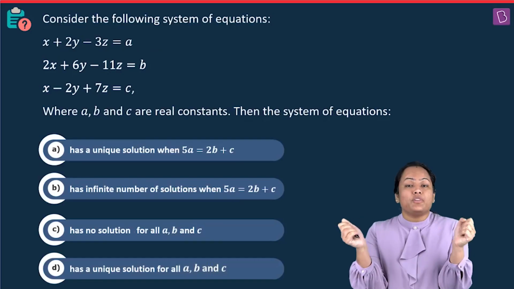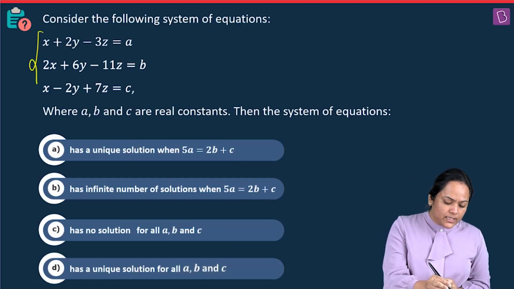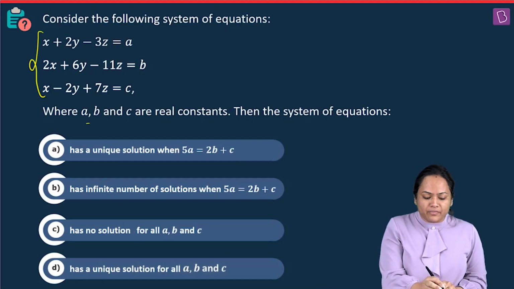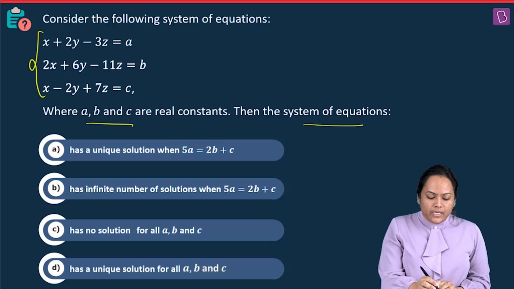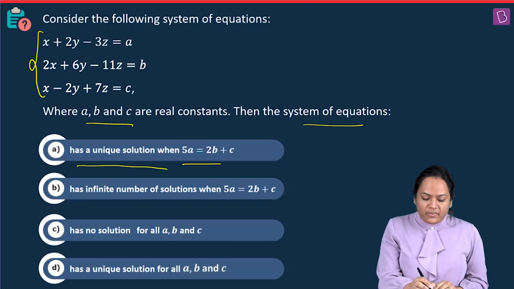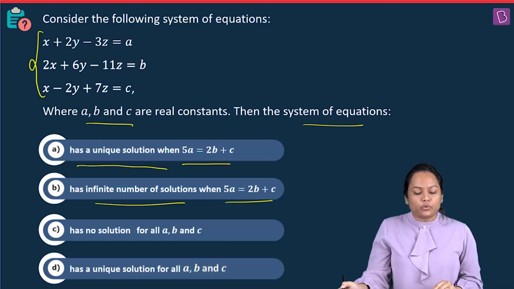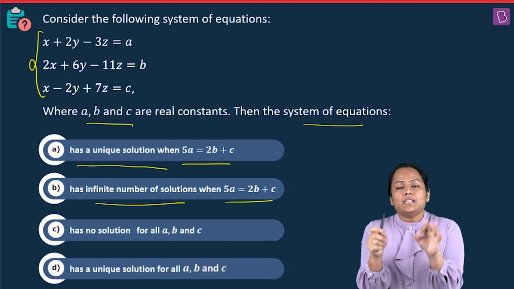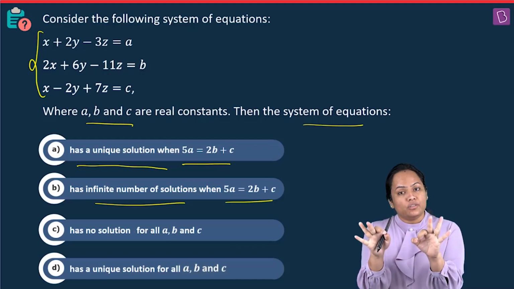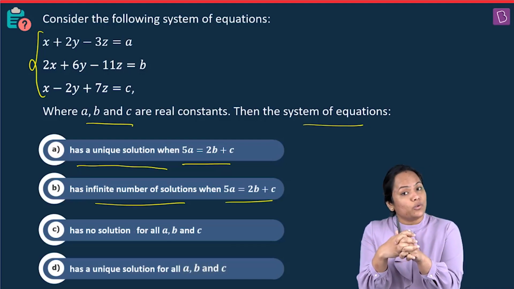Well, this question is from Matrices. They have given us the system of equations and they are saying that if A, B and C are real constants, then the system of equations will have a unique solution when 5a is equal to 2b plus c, infinite number of solutions when 5a is equal to 2b plus c, and furthermore, two more options are given. That means I have to find the conditions for unique solution or no solution or infinite solution.